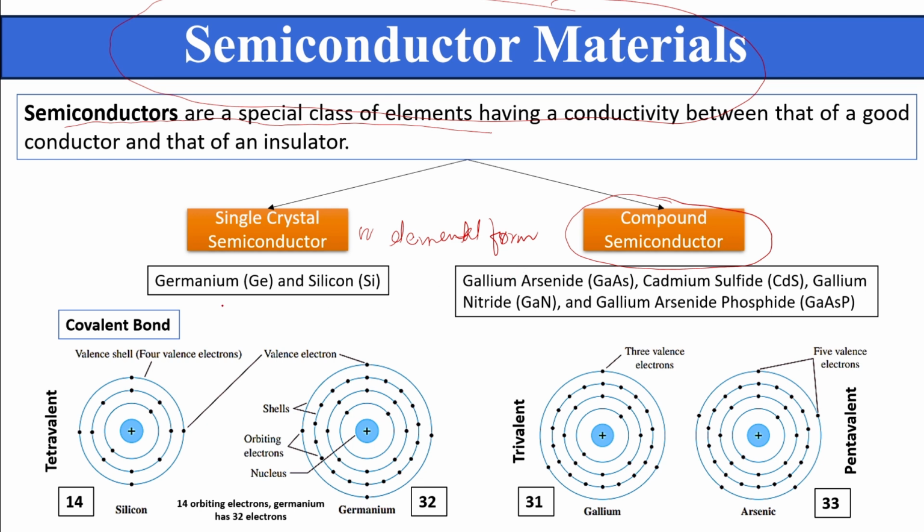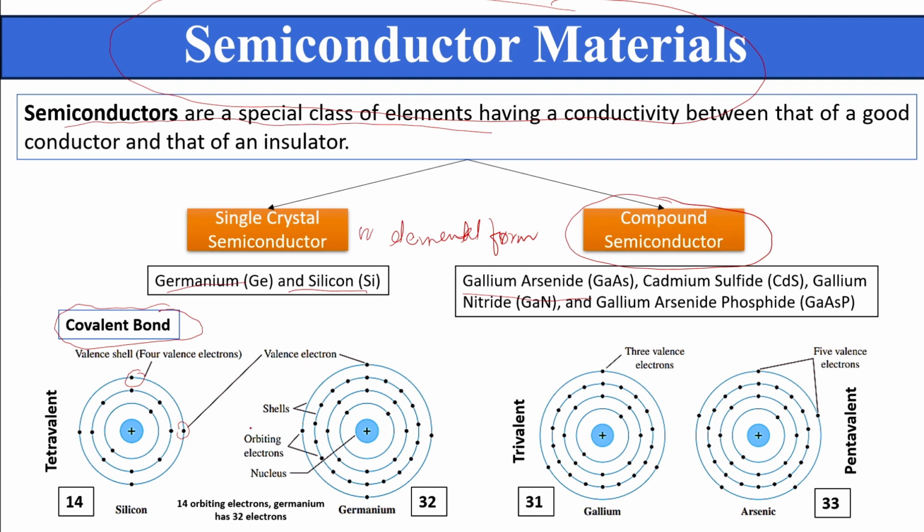The most widely used single crystal semiconductor materials are germanium and silicon. And these are the compound semiconductor materials: gallium arsenide, cadmium sulfide, gallium nitride, gallium arsenide phosphide. Semiconductors are formed by covalent bonds. That means, in order to form the bond, a force between two neighboring atoms, they share electrons because the outermost orbit has 4 electrons. Silicon has atomic number 14, germanium has atomic number 32. Both are tetravalent atoms.